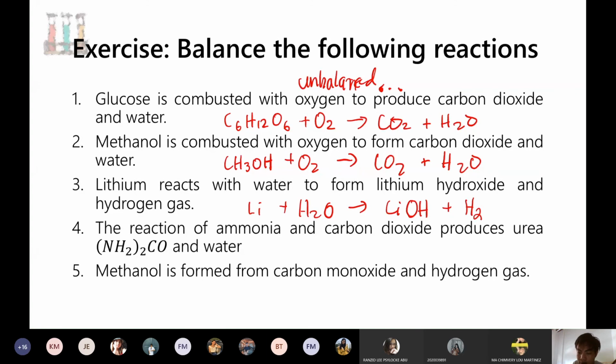So what are our keywords? When it's just oxygen, O2. When it's hydrogen gas, H2. So it's not just H, it's H2. Lithium hydroxide, the formula is LiOH.